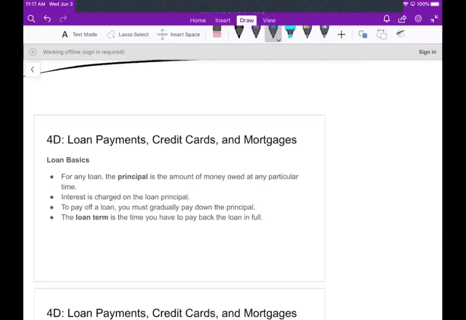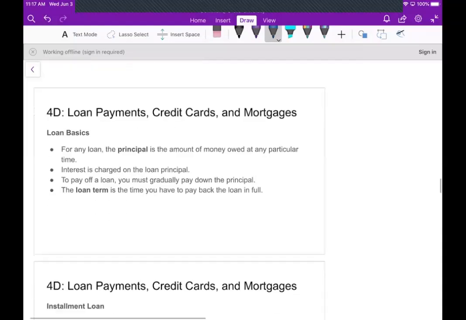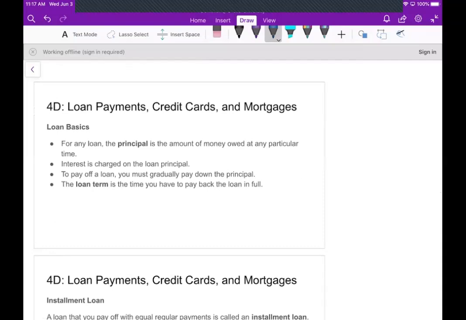Okay, guys, welcome. Today we're going to talk about loan payments, credit cards, and mortgages. So first we're going to start off with some loan basics.